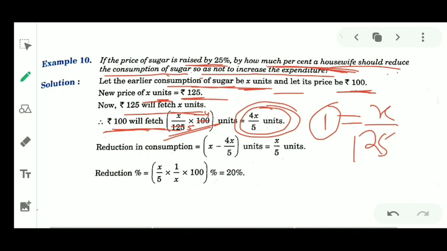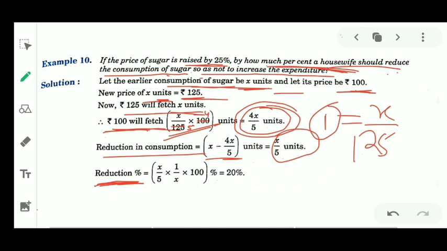So reduction in consumption is x minus 4x by 5 units, that is x by 5 units. Clear? Now you have to find out the reduction percentage. That is actually the decrease value, and here you have to find out the decrease percentage. As per the formula, decrease value by original value into 100.